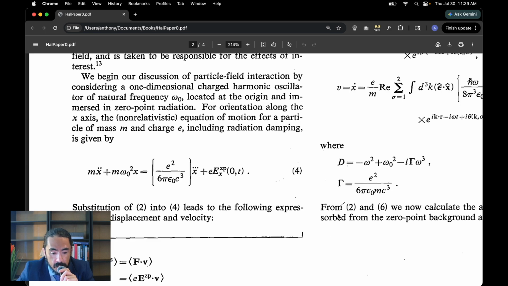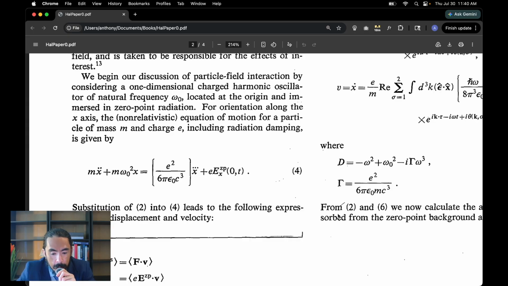For orientation along the x-axis, the non-relativistic equation of motion for a particle of mass m and charge e, including radiation damping, is given by equation 4, which is m times x double dot, or the second time derivative of your position, which is just given by x, plus m times omega naught squared times x, is equal to the fraction with a numerator of lowercase e squared over a denominator of 6 pi times epsilon naught times c cubed, times x triple dot, the third-order time derivative of your position, plus e times E superscript zp subscript x, evaluated at the vector r equal to the zero vector and at arbitrary time t.